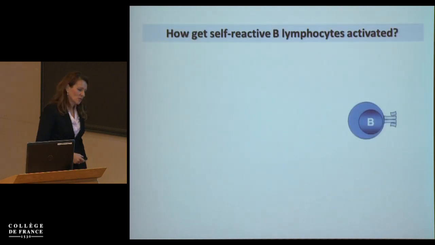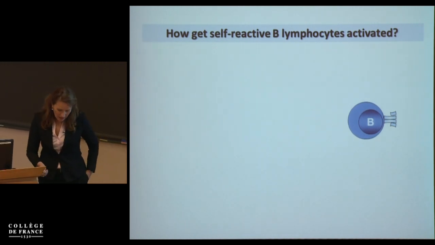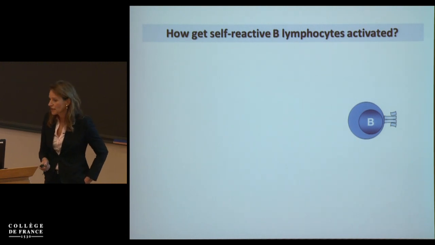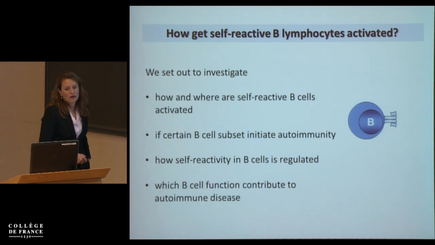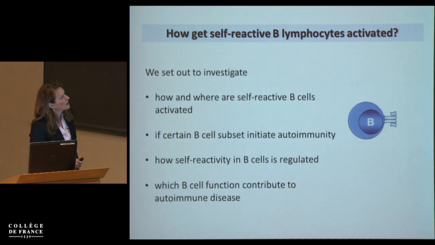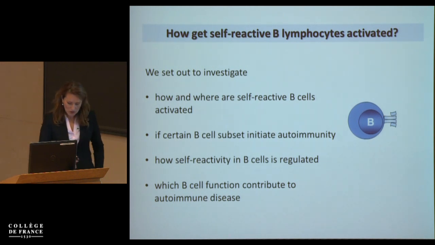So our question, when we set up to investigate the role of B cells in autoimmunity, and especially autoimmune arthritis, was this: How and where are self-reactive B cells activated? Does a certain B cell subset initiate autoimmunity, or is it all of them that can initiate autoimmunity? How is self-reactivity in B cells regulated, and which B cell functions contribute to autoimmune disease? These were questions that we wanted to answer.